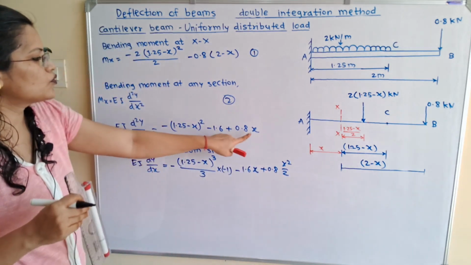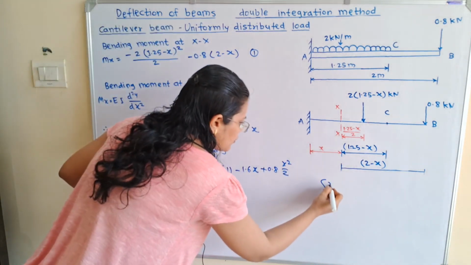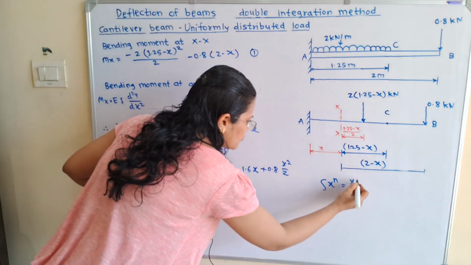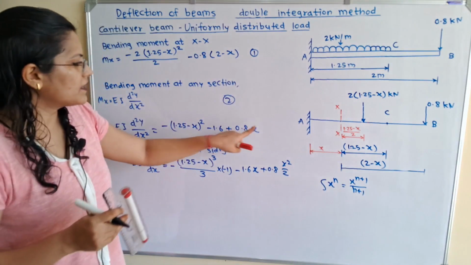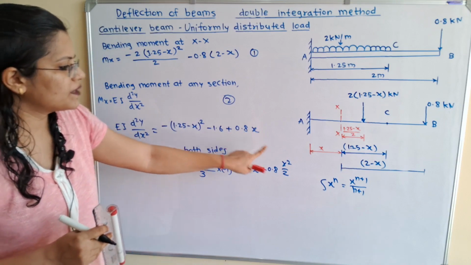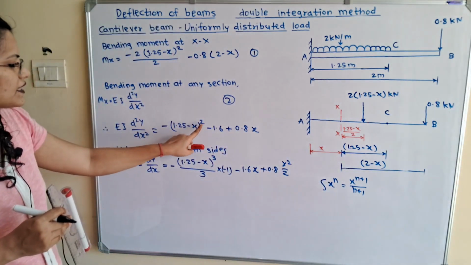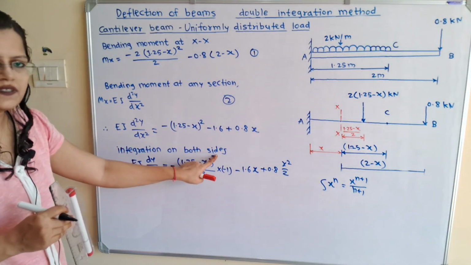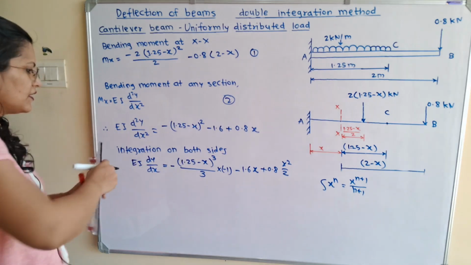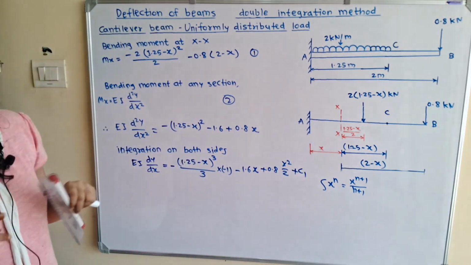Now what is the rule to calculate the integration of x? The integration of x raised to n is equal to x raised to n plus 1 divided by n plus 1. So here, x is equal to 1, so it will become x square by 2, and then for this bracket, instead of 2 we will take 1.25 minus x, bracket cube by 3. We will take the constant of integration, that is plus C1.